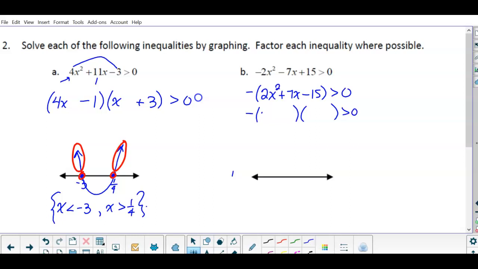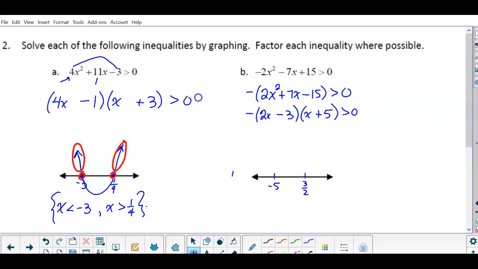Oh, that should be 2x squared. So 2x and x. So negative 30. So that means we want to have 10 and negative 3. So plus 5 minus 3. And so our x-intercepts are negative 5 and 3 over 2.